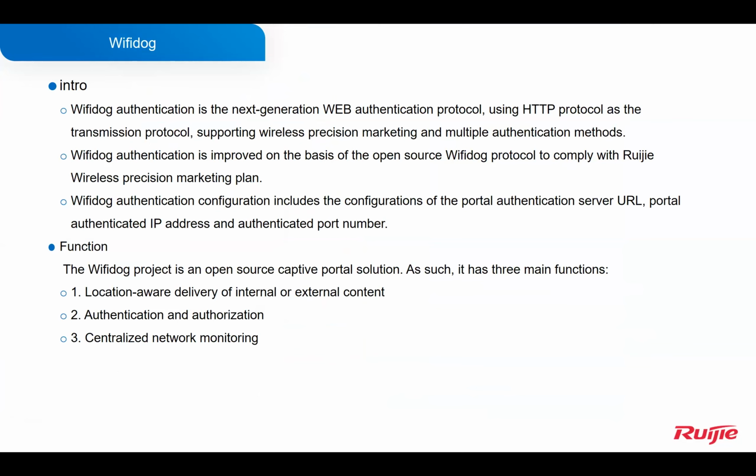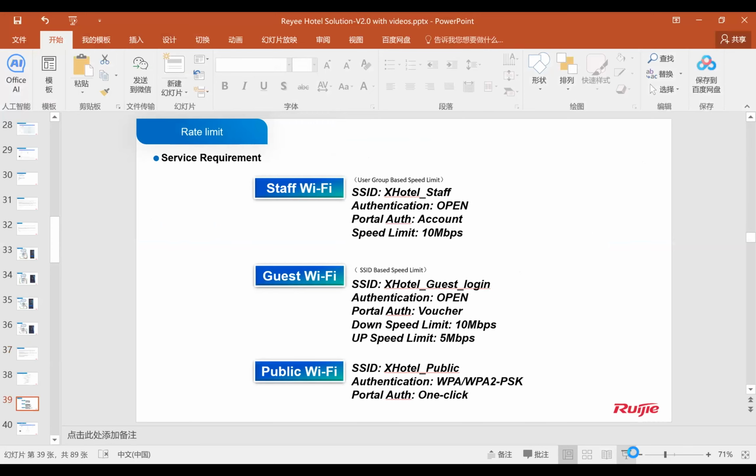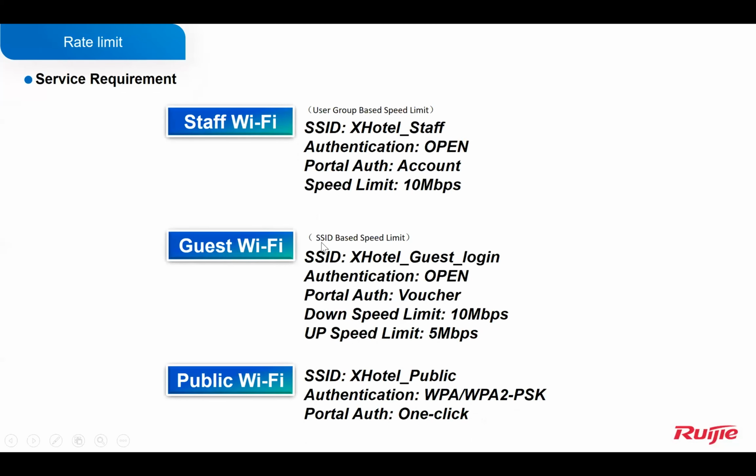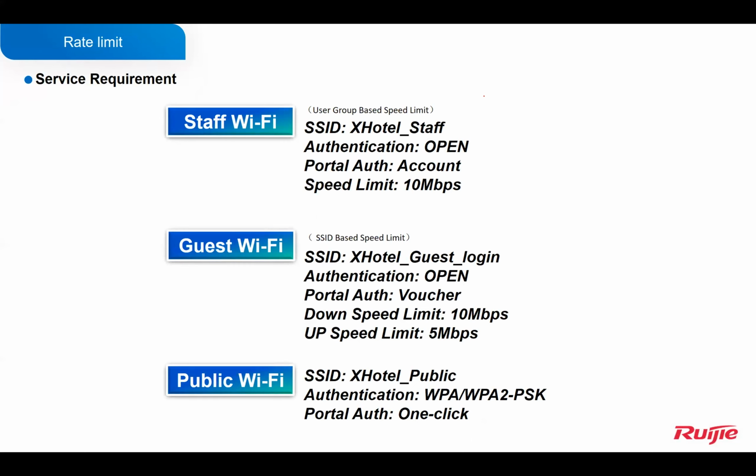So now let's take the videos about how to configure the captive portal, and to do the user group and the rate limit. So before the video, actually, we have to take a look at the rate limit rules. Here we provide the different SSID information for our Reyee Hotel Solution. The SSIDs are staff, guest, and public.